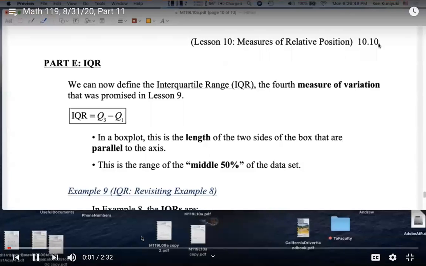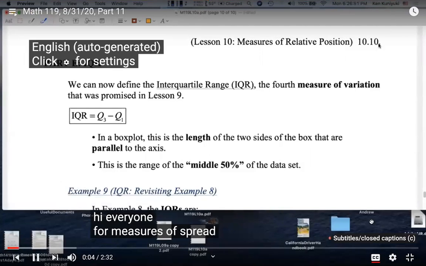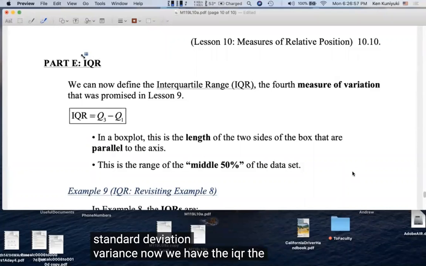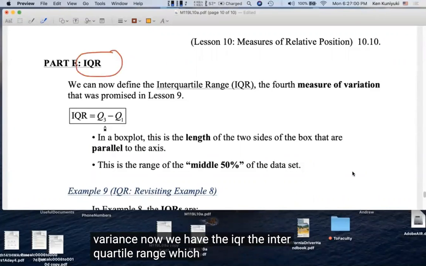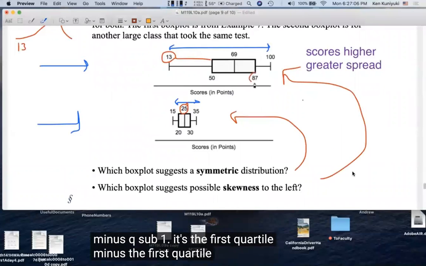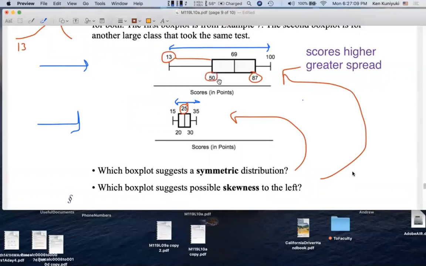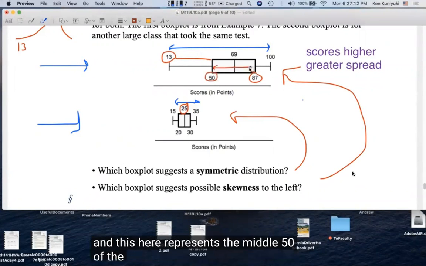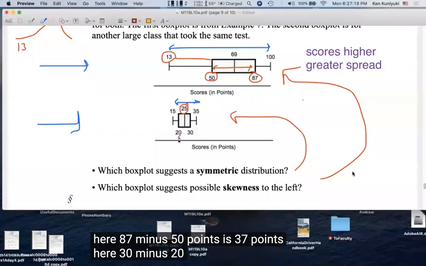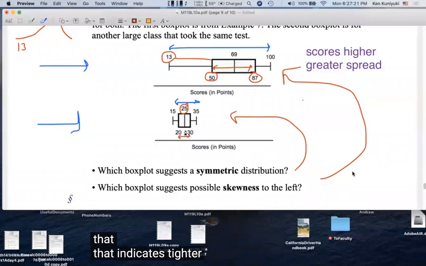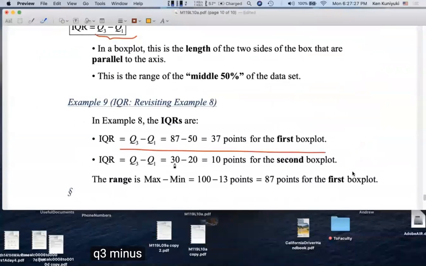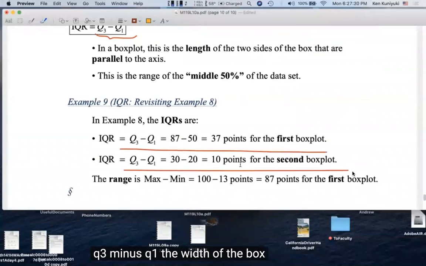Okay, some good observations. For measures of spread, we've had range, standard deviation, variance. Now we have the IQR, the interquartile range, which is Q sub 3 minus Q sub 1. It's the third quartile minus the first quartile. And this represents the middle 50% of the data. Here, 87 minus 50 points is 37 points. Here, 30 minus 20 points is 10 points. That indicates tighter clustering about the median here. Q3 minus Q1 is the width of the box, basically.